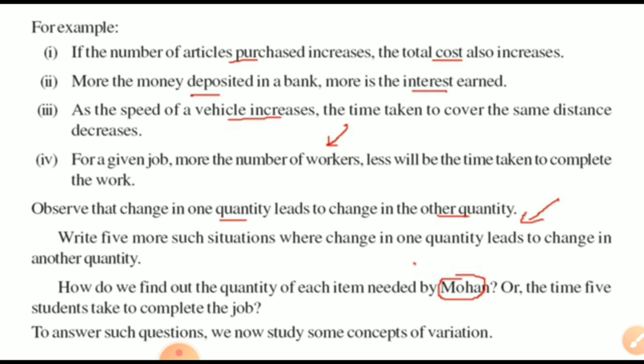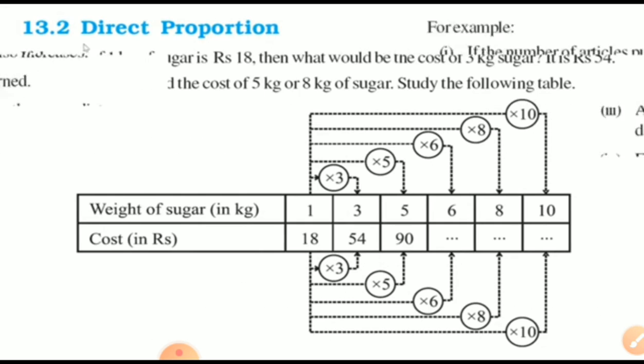When both are increasing, that means direct proportion. But when one quantity is increasing and the other is decreasing, that is inverse proportion. Let's see some examples.